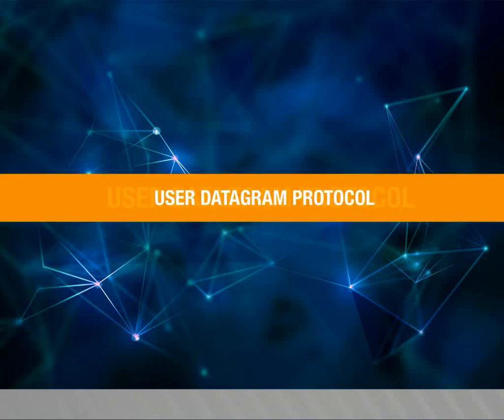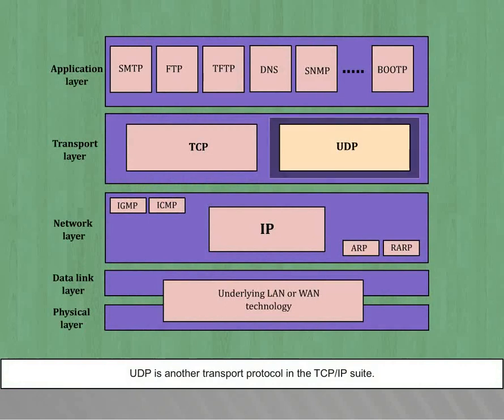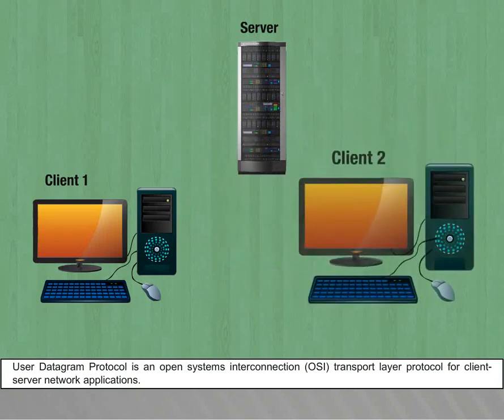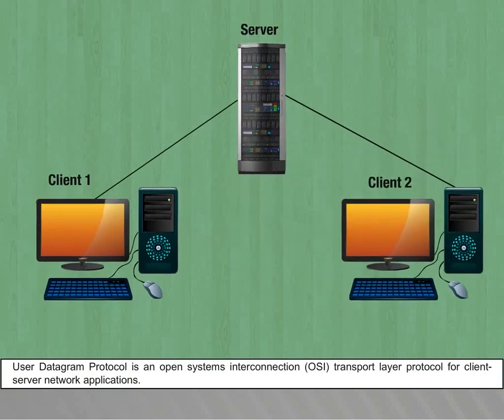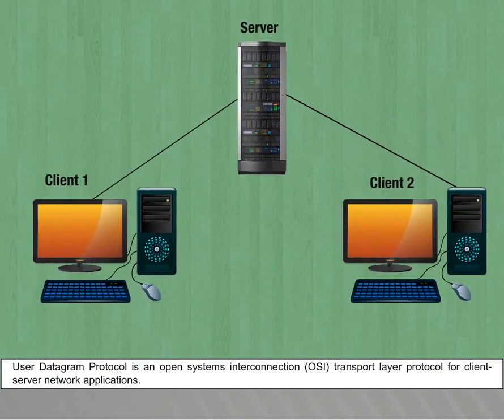User Datagram Protocol. In this video, we are going to see about User Datagram Protocol. UDP is another transport protocol in the TCP/IP suite. User Datagram Protocol is an Open Systems Interconnection (OSI) transport layer protocol for client-server network applications.